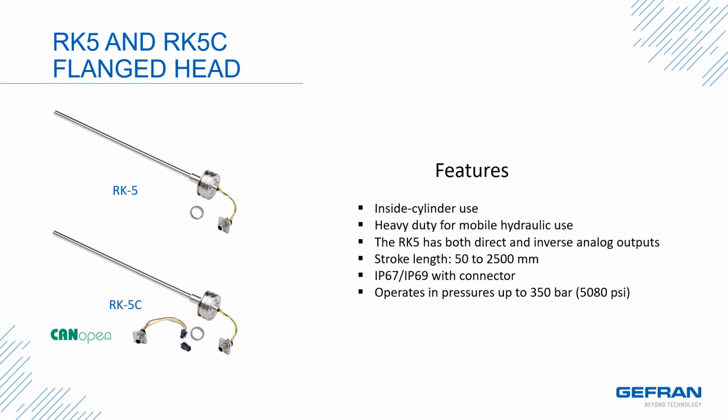The RK5-C has CANopen digital output. Features: these are designed for inside cylinder use. They are heavy-duty for the mobile hydraulic market. The RK5 has both direct and inverse analog outputs. They have stroke lengths from 50 millimeters to 2,500 millimeters. They are rated IP67 or IP69 with connector. They operate in pressures up to 350 bar or 5,080 psi.